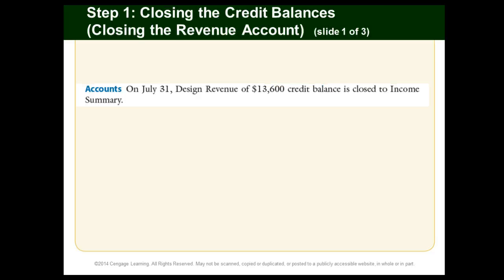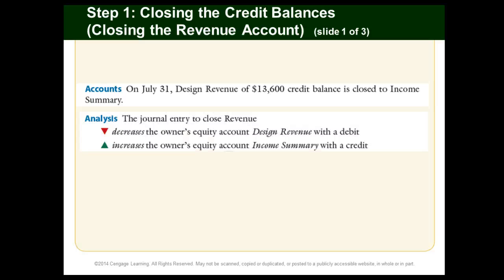So let's look at this, guys. On July 31st, design revenue of $13,600 credit balance, that's what normally revenue is, a credit balance, it gets closed to income summary. The journal to close the revenue account basically decreases the account design revenue. You know, it debits design revenue, and it increases the account called income summary.